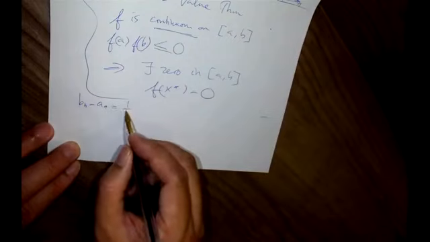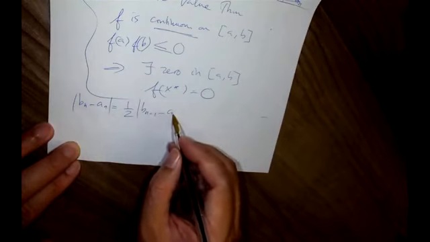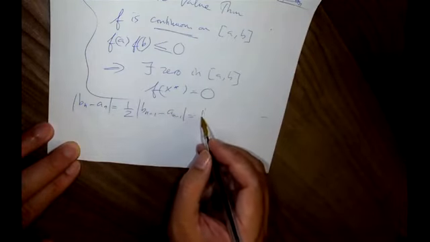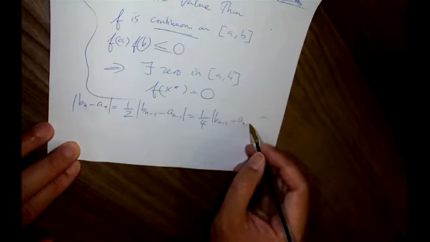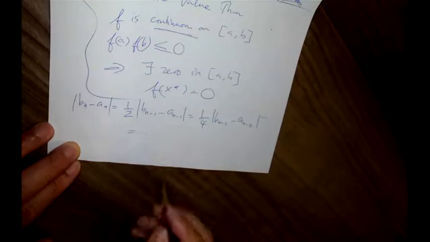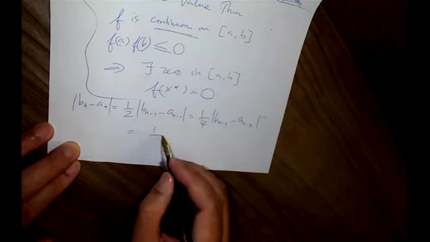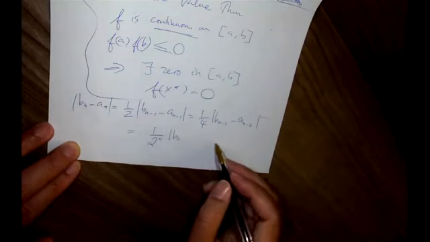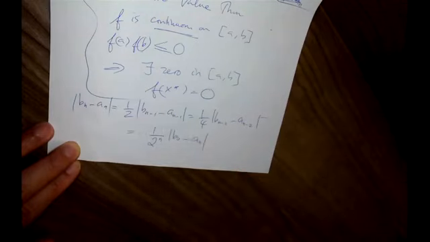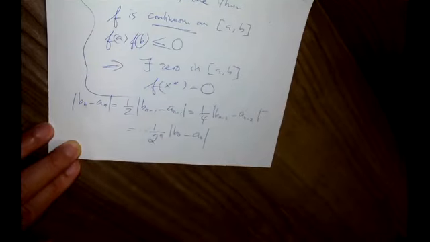So you see that bn minus an will be 1/2 of bn minus 1 minus an minus 1, which is 1/4 of bn minus 2 minus an minus 2, and so on, up to the last one, 2 to the n, then you have b0 minus a0. So the conversion rate will be about 1/2 to the n, where n is the number of iterations.